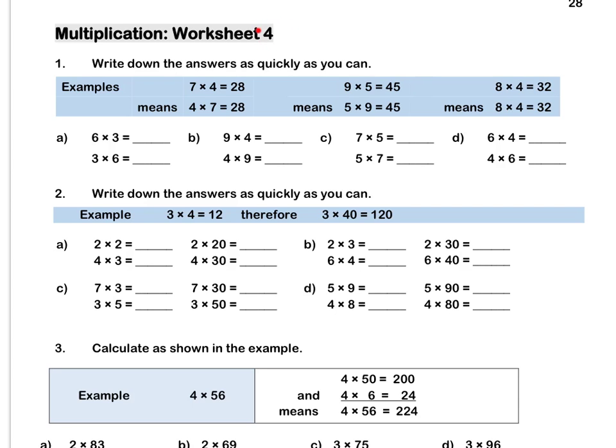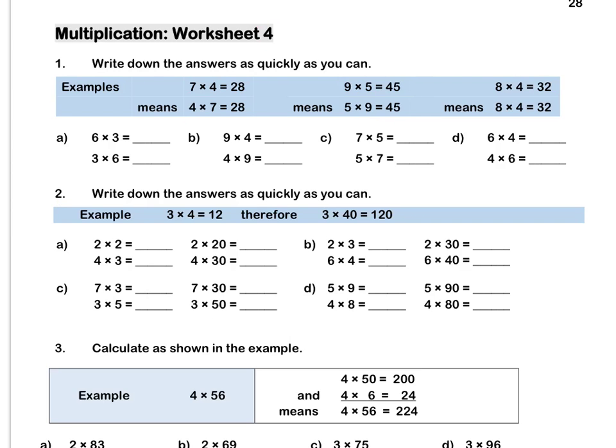Worksheet 4. Question 1. 7 times 4 is 28. This means that 4 times 7 is also 28. 9 times 5 is 45. Therefore, 5 times 9 is also 45. Pause this video to complete question 1 by yourself.